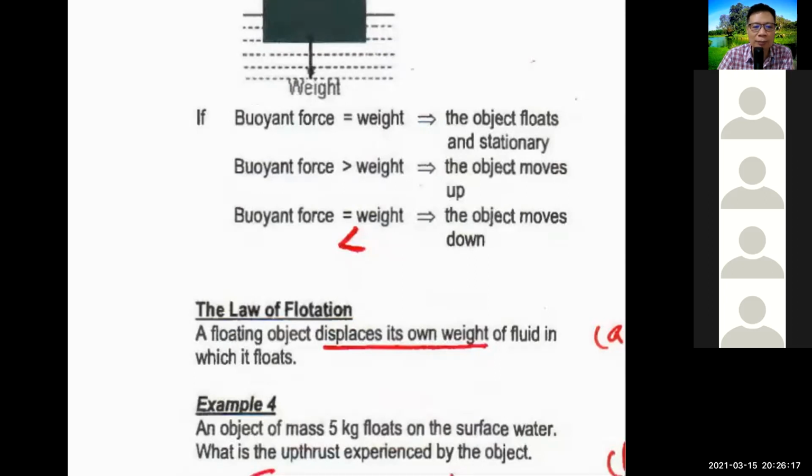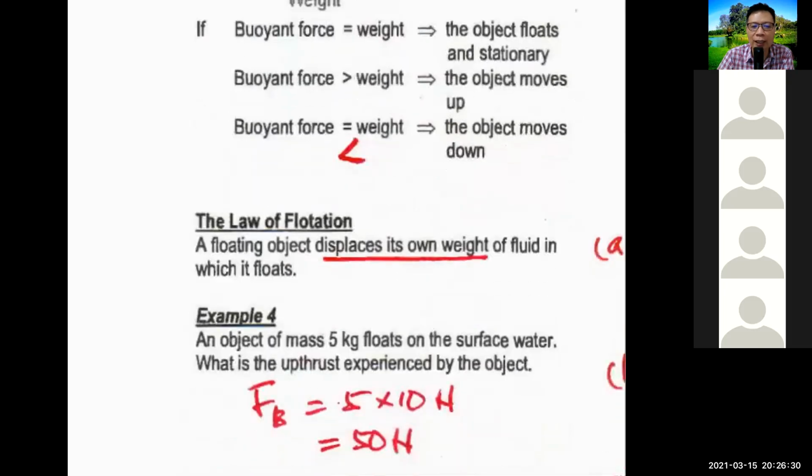Cecily Chin, a 5 kg object floating. What is the upthrust experienced by the object? Cecily Chin? 50 Newton. Yes, correct, 50 Newton. 5 kg, so the weight is 50 Newton. That's it. Just find the weight only, because the object displaces its own weight. That will become the upthrust force or buoyant force: 50 Newton.